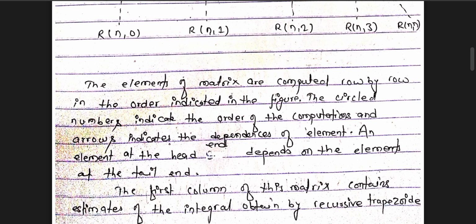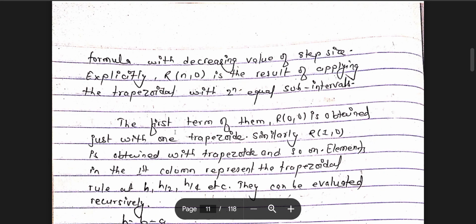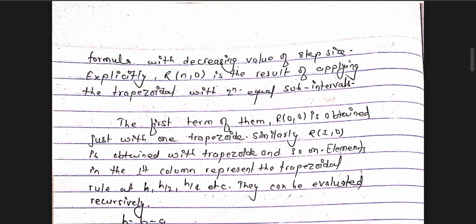The first column of this matrix contains the elements of the integral obtained by the recursive trapezoidal formula with decreasing value of step size. Explicitly, R n,0 is the result of applying the trapezoidal rule with 2^n sub-intervals. The first term R00 is obtained with just one trapezoid. Similarly, R1,0 is obtained with two trapezoids and so on. Elements in the first column represent the trapezoidal rule with 1, 2, 4, etc. sub-intervals.